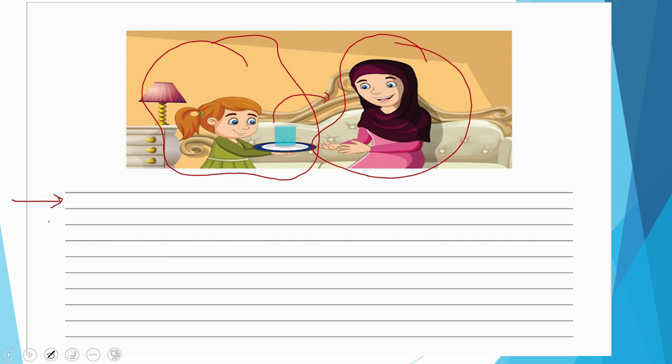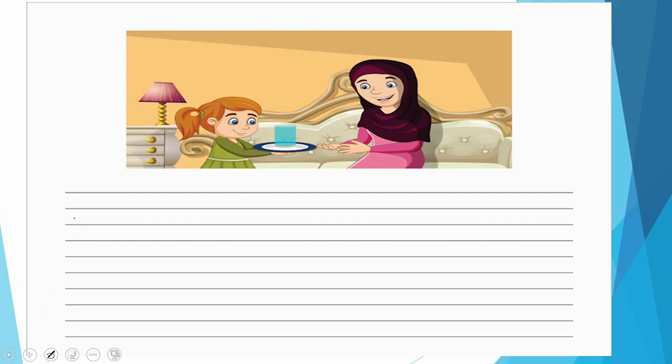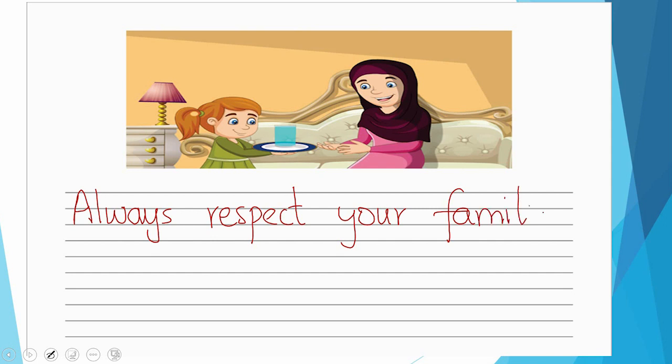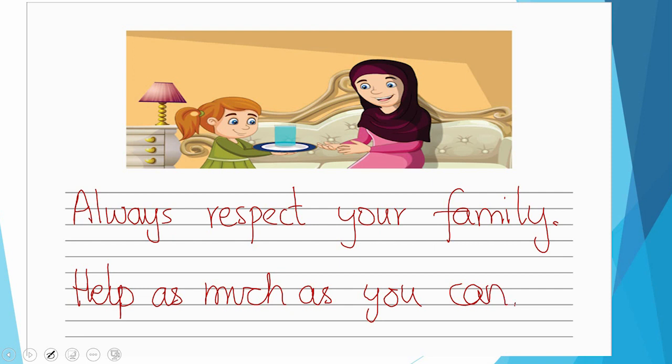So you have to think of some lines which you're going to put up after discussing with your mother, brother or sister. For example, you can write, always respect your family. Help as much as you can. And you can write 2 or 3 more sentences like this.